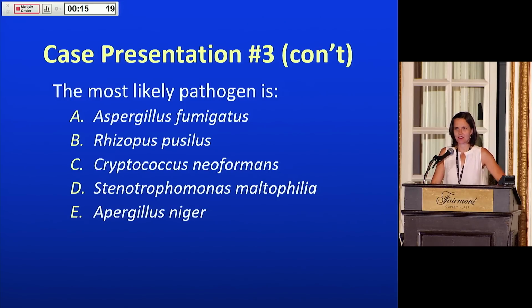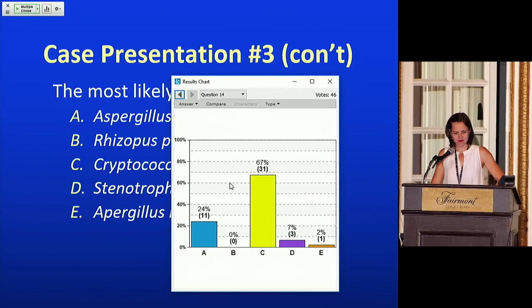This is an ID question that only ID people can love. I know, it's a little detailed for the nephrologist. All right. I'm going to cut you off now. Let's see what people thought. Okay, so most people got it right. They thought it was Cryptococcus.